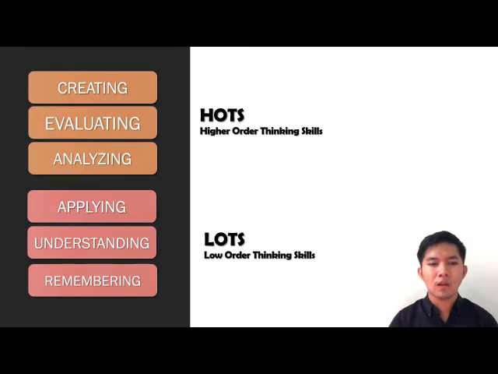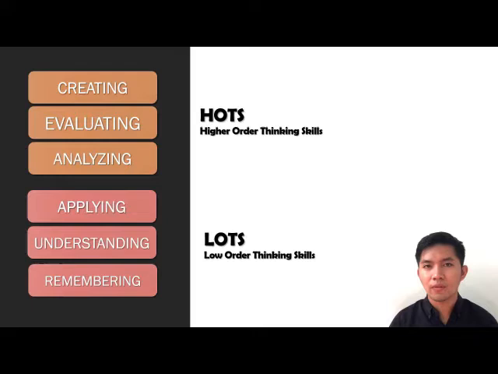The fifth level, evaluating. Evaluating is about making judgments based on criteria and standards through checking and critiquing. And the last level is creating. Creating is about putting elements together to form a functional whole and reorganizing elements into a new structure or pattern by planning or producing.